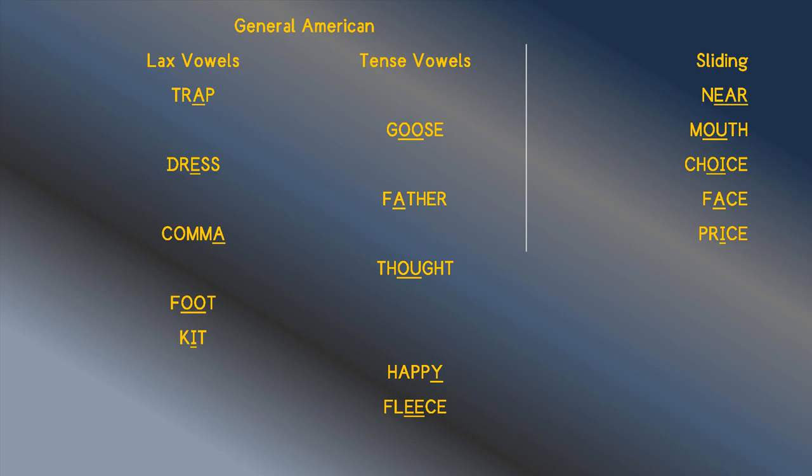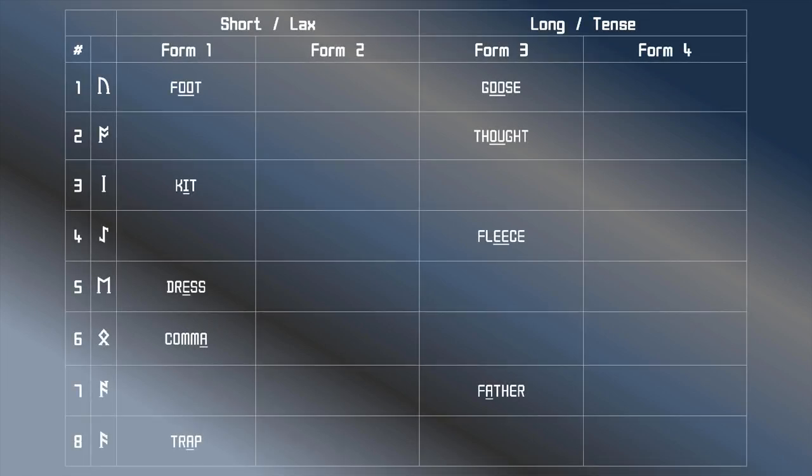However, it does distinguish lax vowels from tense vowels. Compare the list shown on screen now with that just shown for the British received pronunciation. What do you notice? If you took a moment to look at that, you should have noticed that, with the exception of the happy vowel, all the short vowels correspond to lax vowels, and all the long vowels correspond to tense vowels. As you can see here, we've listed all the short or lax vowels under Form 1 and all the long or tense vowels under Form 3.